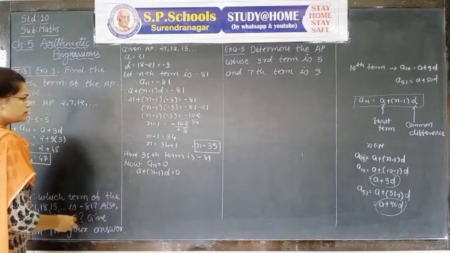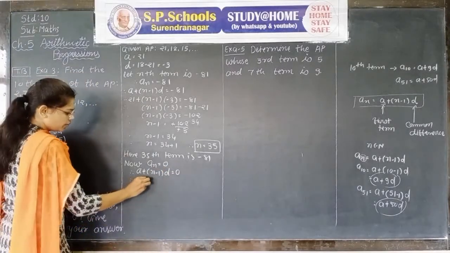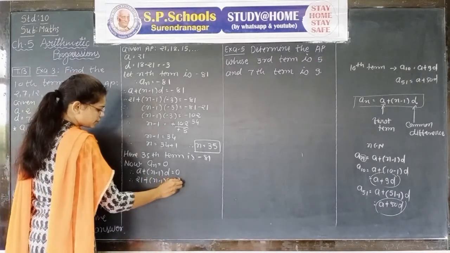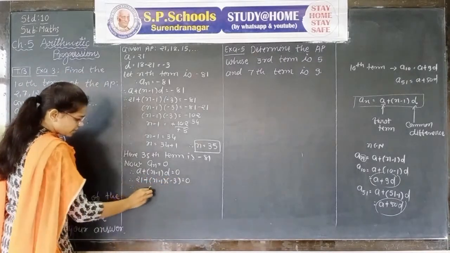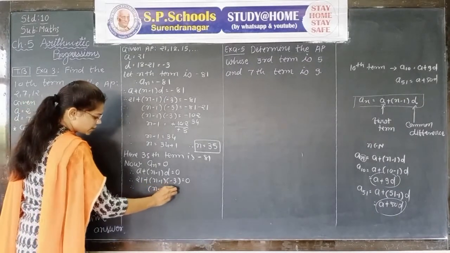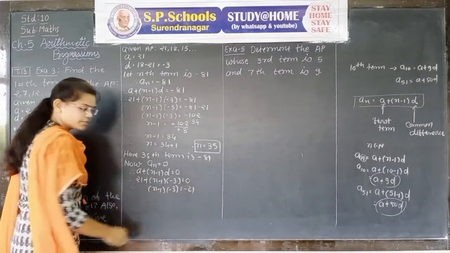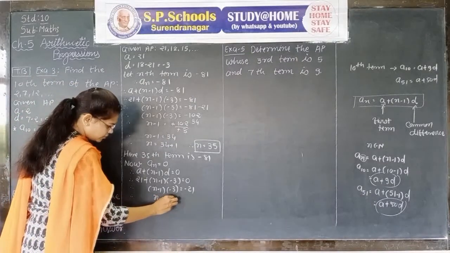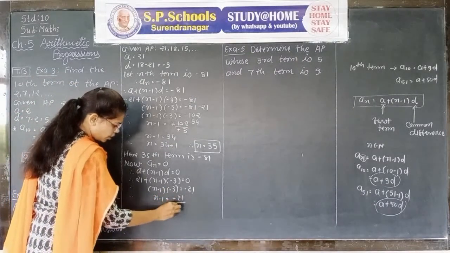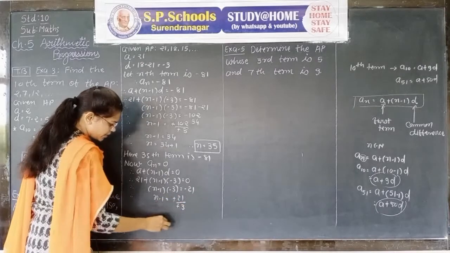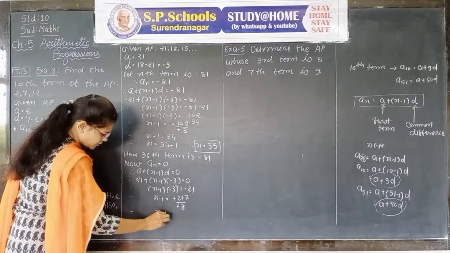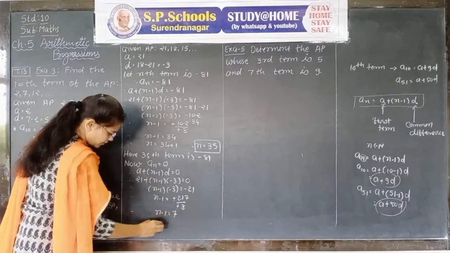That's why the first term a is 21 plus (n minus 1) times the common difference d, where d is minus 3, equals 0. By making (n minus 1) into minus 3 as the subject, we get minus 21. n minus 1 is equal to minus 21 upon minus 3. Minus minus cancels, and 3 sevens are 21. That's why n minus 1 is equal to 7.